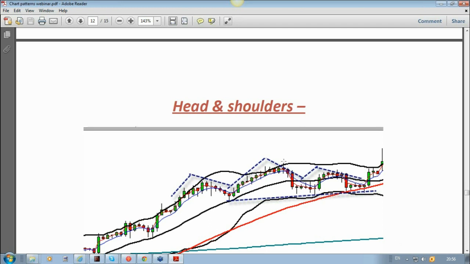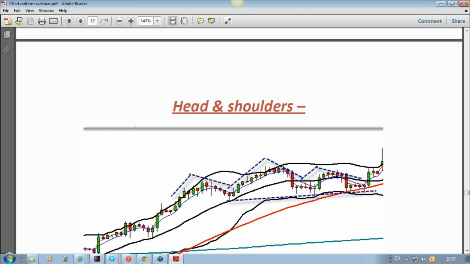Head and shoulders. Okay, looks like that: shoulder, head, which is higher than the shoulder, and another shoulder, which is pretty much in the same area as the previous shoulder, maybe a little higher, but lower than the head.